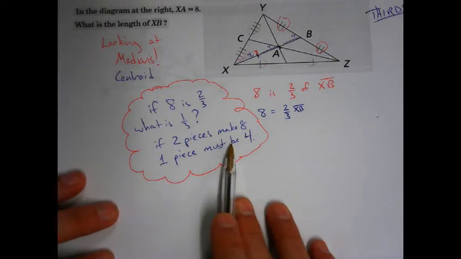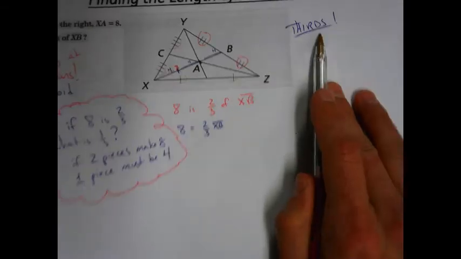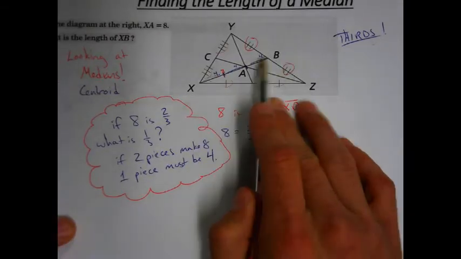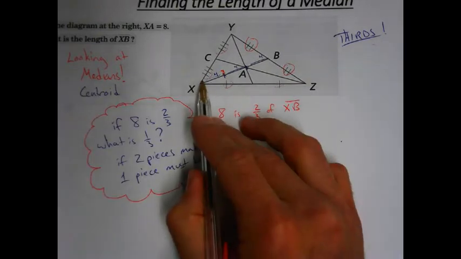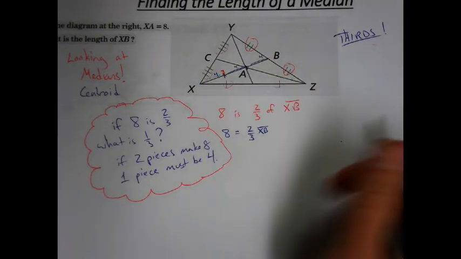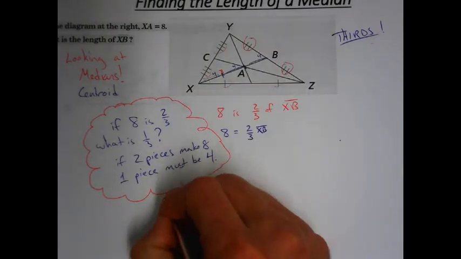So 1 piece must be 4. That means we're dealing with 3 pieces of 4. That's what thirds means, right? We got to know what thirds means. So the whole distance from X to B is going to be 4, 4, 4. 12, right? It's going to be 12. So the distance from X to B is 12.